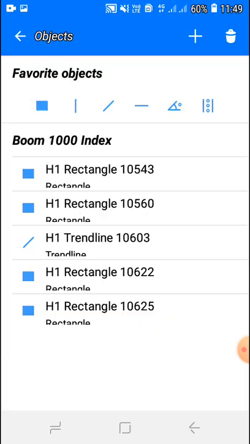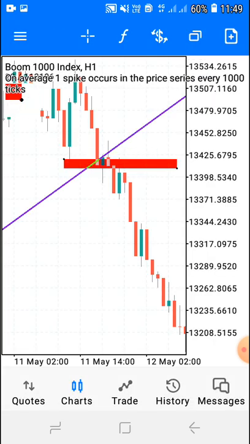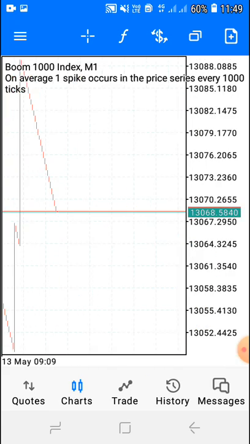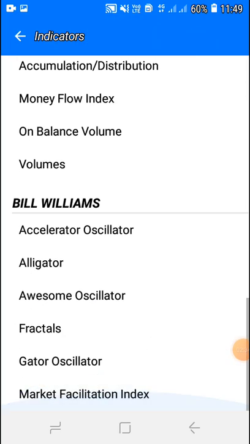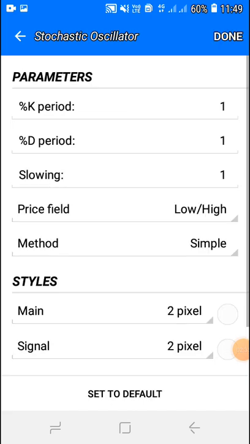Now that I know the market is moving in a downtrend, the next thing I'm going to do is go to the 1 minute time frame. Once you're on the 1 minute time frame, click on the F plus button over here, and then add your stochastic. Make sure that your parameters are like this.